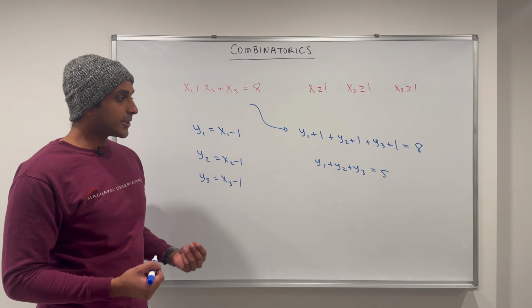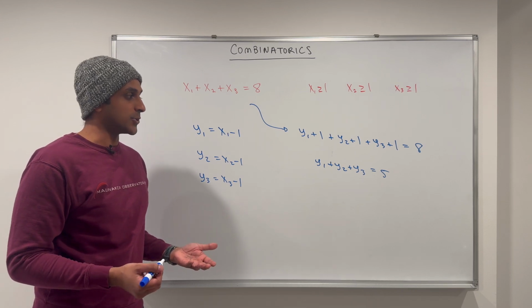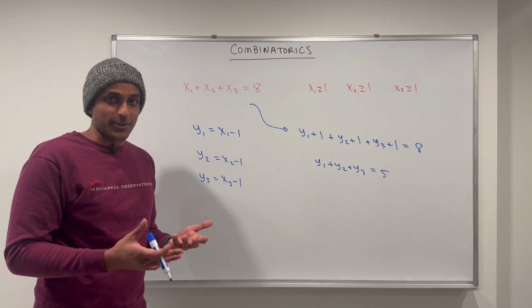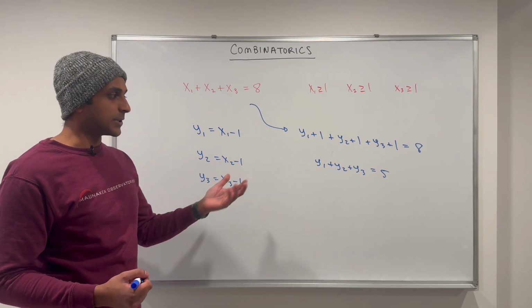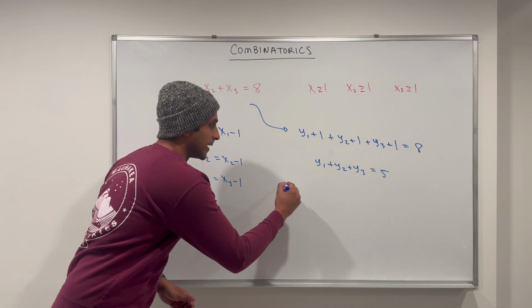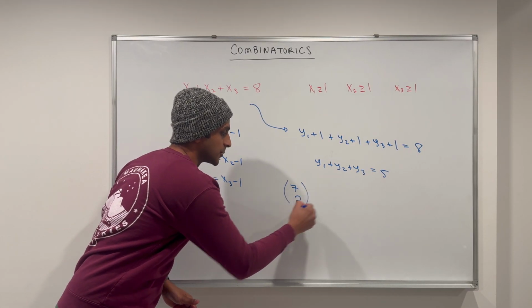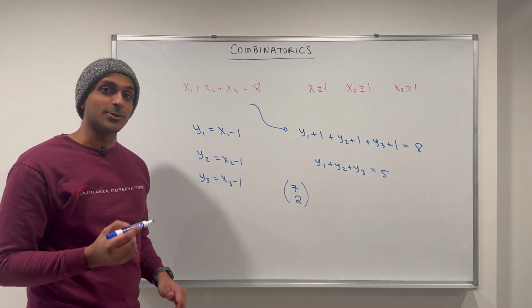So hopefully it's clear now why the question reduces to giving out 5 identical marbles to 3 friends. Of course, now we can use stars and bars. There are 3 variables which sum to 5, and that is simply 7 choose 2. Let's do the next question.